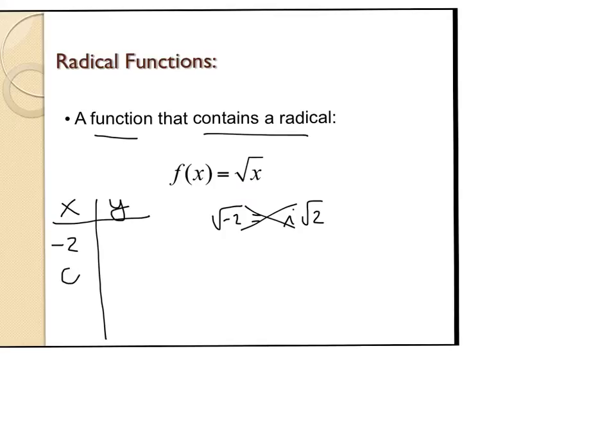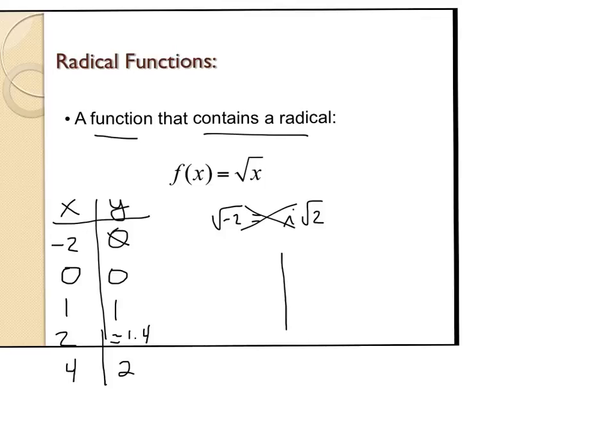So I'm going to start at 0. I'm going to put an empty set here because it's not going to work for negative values. So if I put in 0, the square root of 0 is 0. Put in a 1, the square root of 1 is 1. Put in a 2, the square root of 2 is about 1.4. I'm going to start going to squares. So if I put in a 4, I get 2.